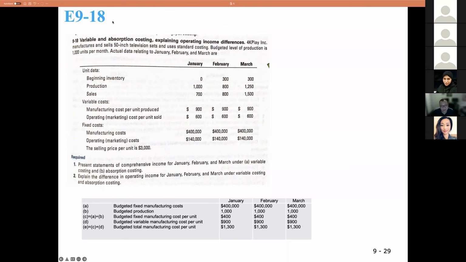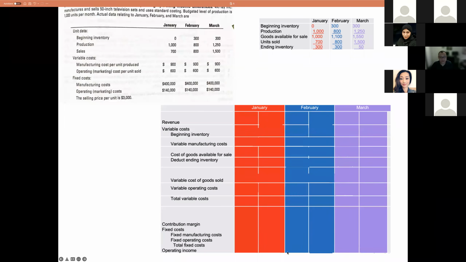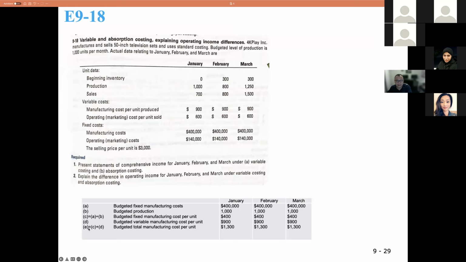E9-18. E9-18. If you have done this question, please raise your hand. I want to see how many of you have done this before the class. Oh, 3 of you. That's not bad. So, okay, how do you guys find it? It's pretty challenging or it's okay?